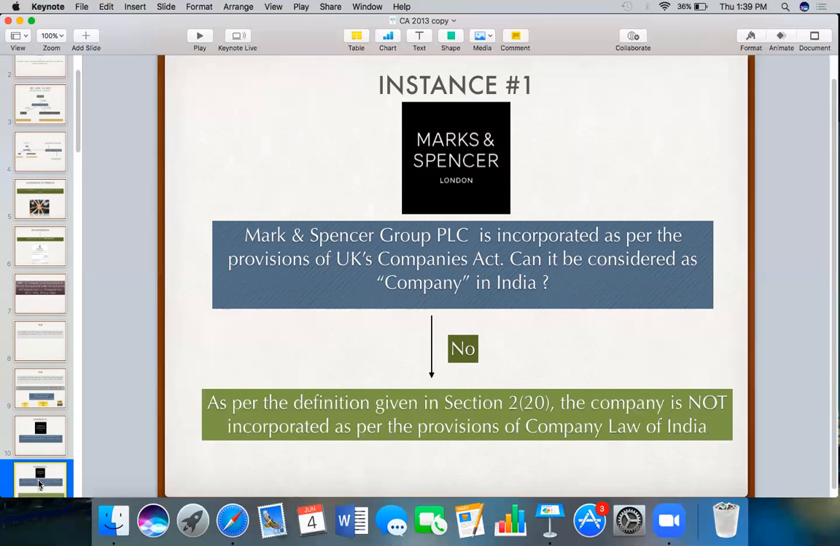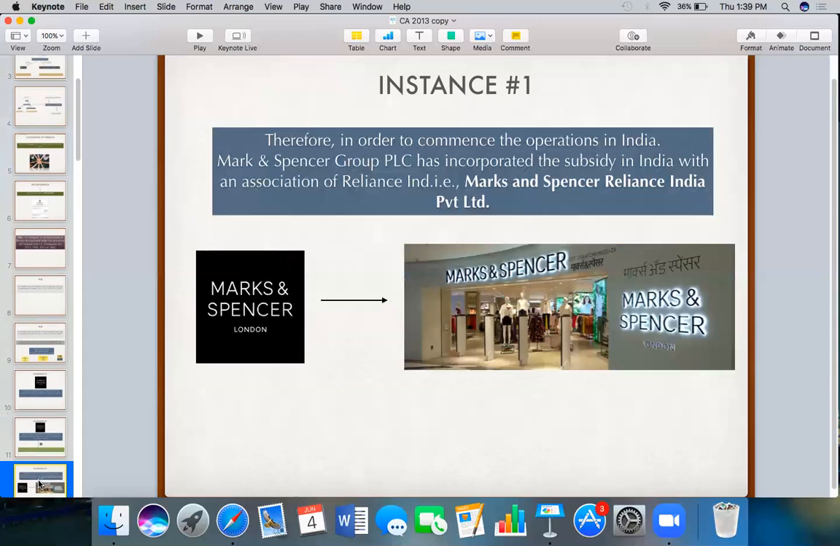But still, Marks and Spencer is operating in India. The point is that Marks and Spencer has created a subsidiary in India, known as Marks and Spencer Reliance India Limited, which has been formed as per the provisions of the company law of India, and thereafter they can start their operations under the Indian subsidiary.